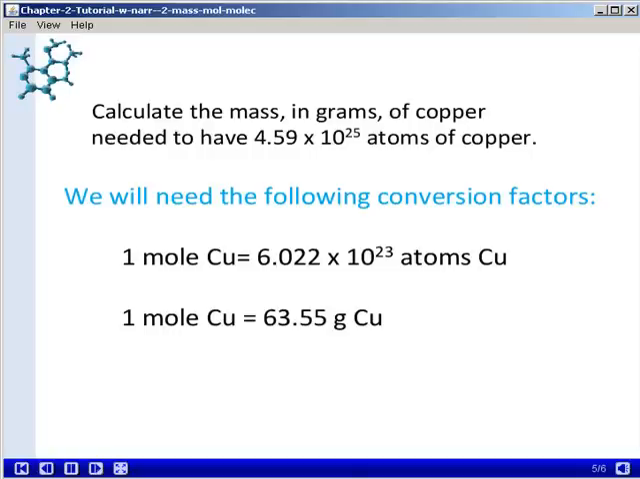And the second conversion factor we'll need is the molar mass. 1 mole of copper is equivalent to its atomic mass of 63.55, in this case expressed in grams of copper.